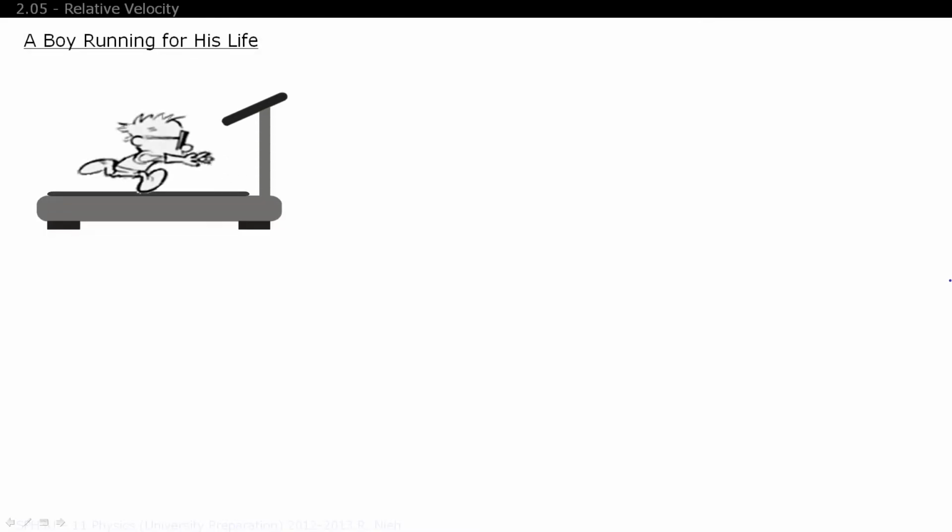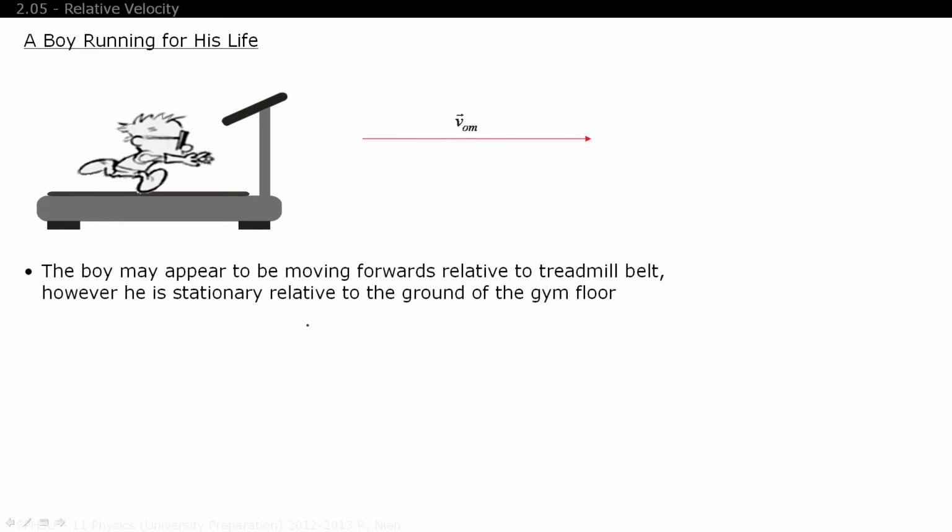If you've ever been on a treadmill before, you might have experienced this phenomenon. Even though your feet may be trying to propel you forwards, somehow when you look at the environment, you appear to be stationary. What's really happening is that even though your feet are moving relative to the treadmill belt, the belt is moving in the opposite direction relative to the ground. And since these numbers are equal and opposite of each other, they net to a value of 0.